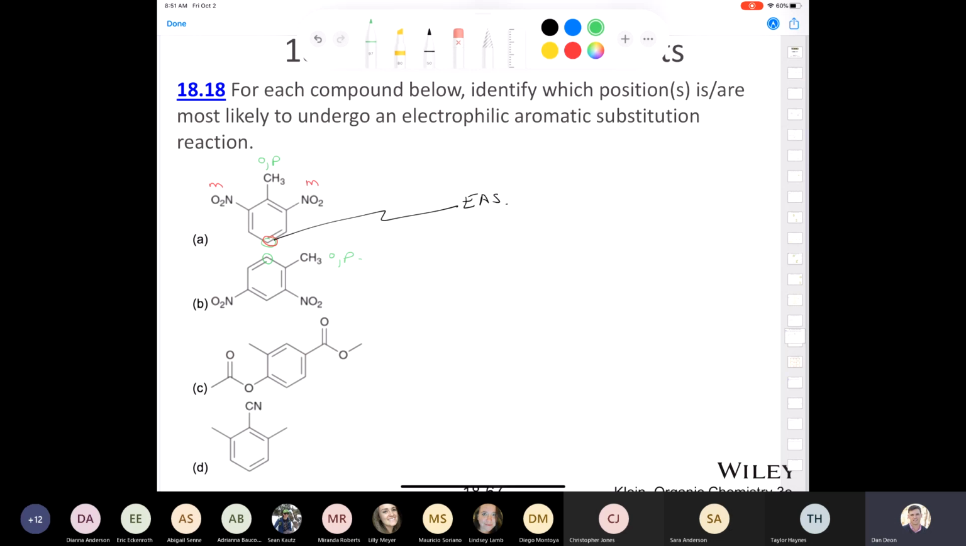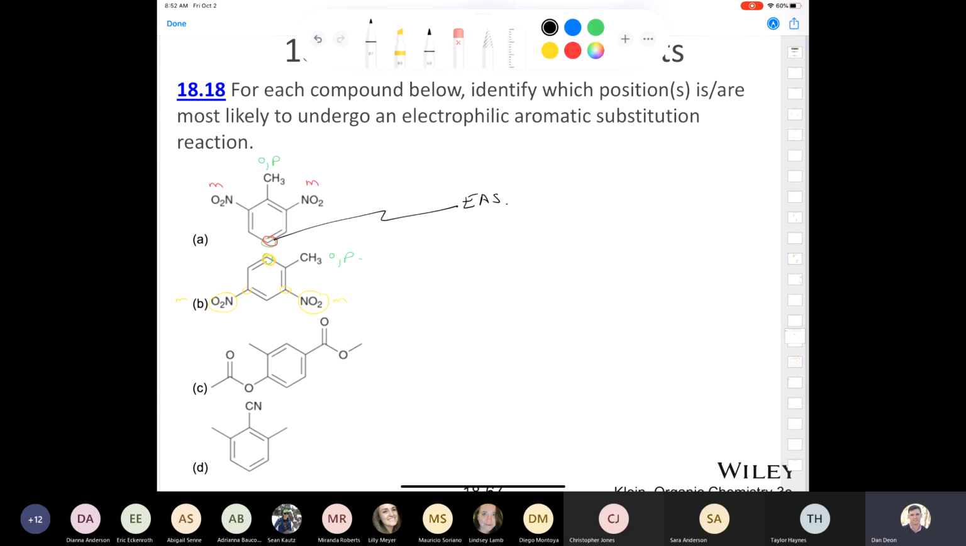And the nitro groups are deactivators. Now, where would the nitro groups direct? And this nitro group here, again, the nitros are both meta directors, okay? This meta position is blocked, this meta position is blocked, but both of them are going to direct meta to this position. And so that is the only position where electrophilic aromatic substitution will occur.